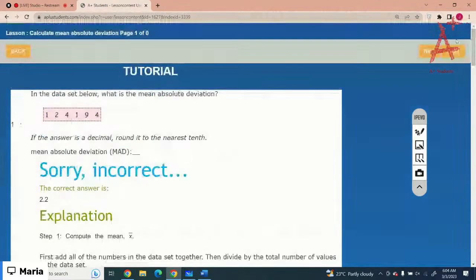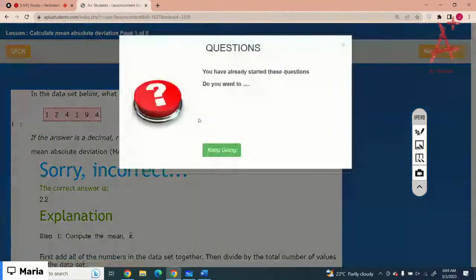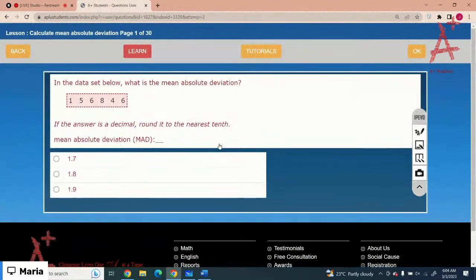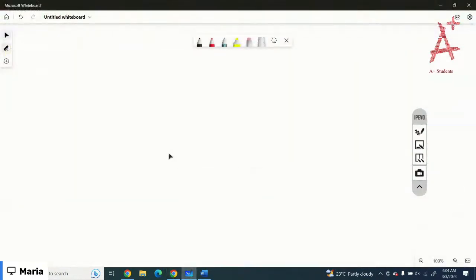Let's just start with the practice questions. Let's just start with the data set 1, 5, 6, 8, 4, 6. Okay, the first step is you have to calculate the mean. Let's just calculate the mean. Sum up all the numbers and divide them by the total number of values. So the total numbers are 6. So divide them by 6.